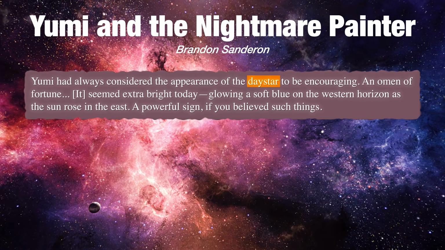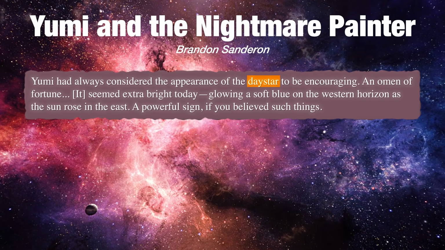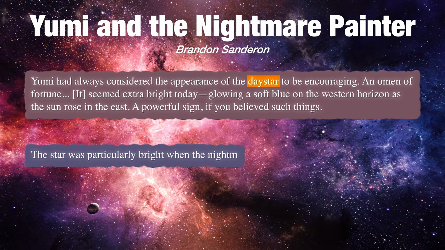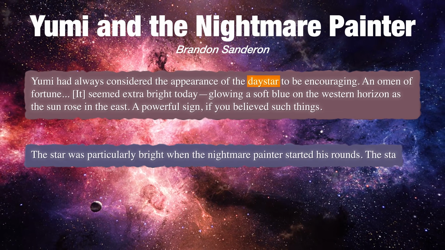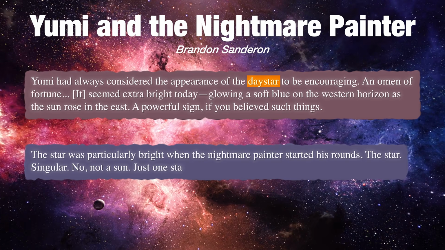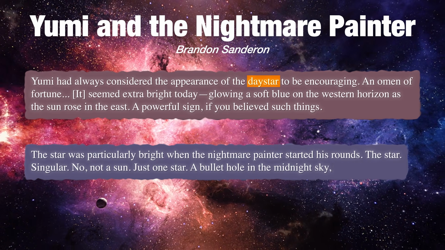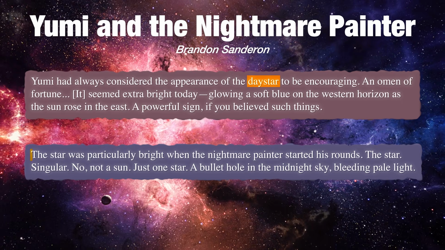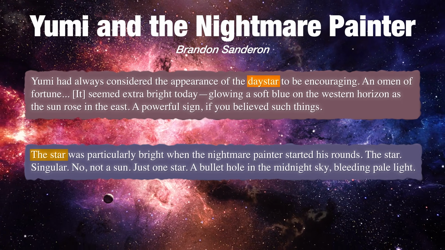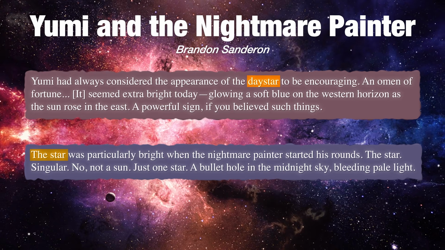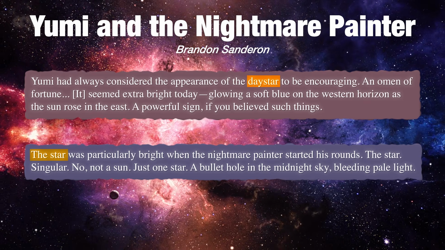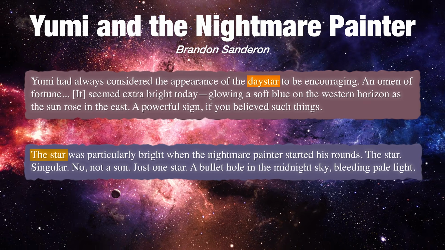And in the first chapter of the other character, we also get this. The star was particularly bright when the Nightmare Painter started his rounds. The star. Singular. No, not a sun, just one star. A bullet hole in the midnight sky. Bleeding pale light. Again, it's not all that important for the scene at hand, but the wider parallel it creates between these two characters and their important differences are central to the overall story.